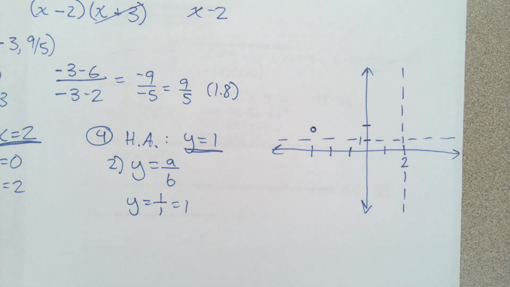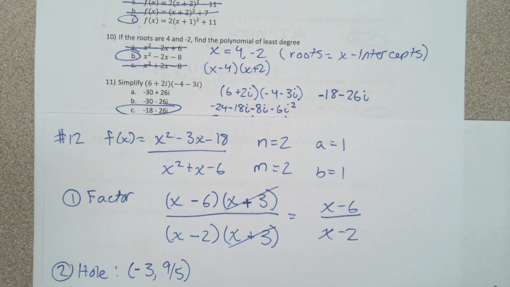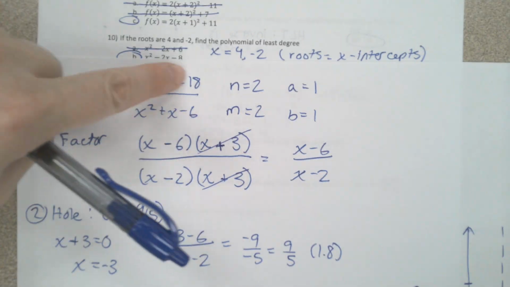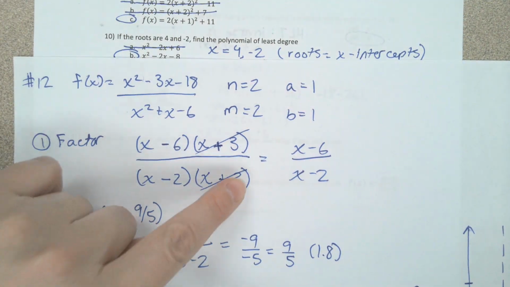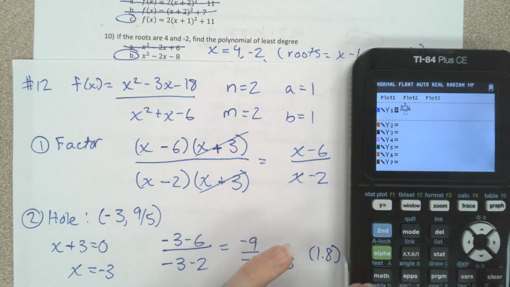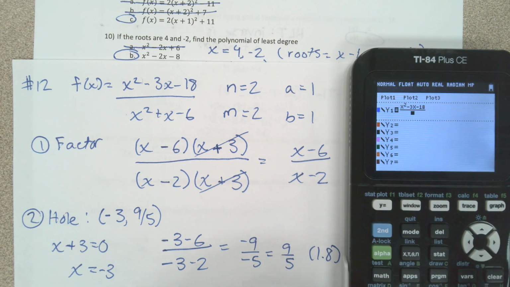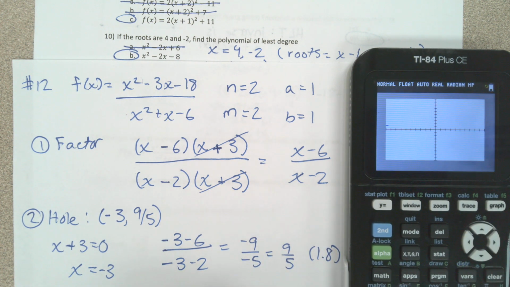For the rest of it, you would just want to grab your graphing calculator. Reminder, when you graph this, you want to graph the original function. If you graph the new and improved function, the holes, anything like that, that will be taken out. The original function is what you use to get the full picture. So we have x squared minus 3x minus 18 over x squared plus x minus 6. And then we wait.